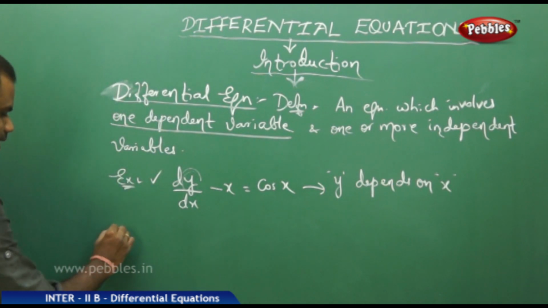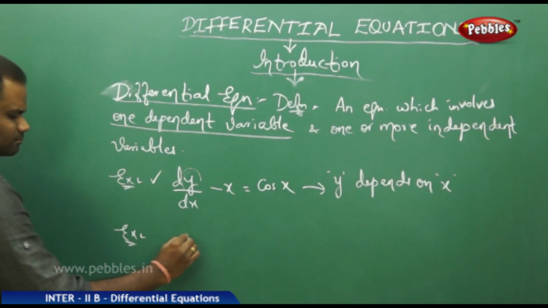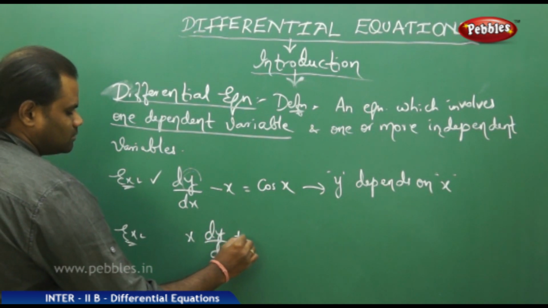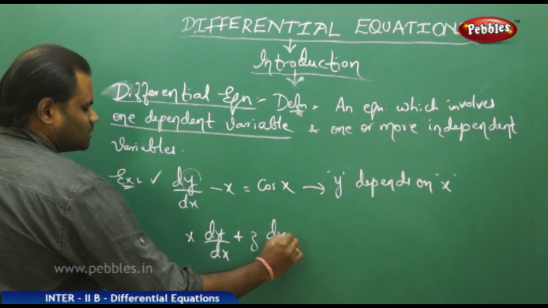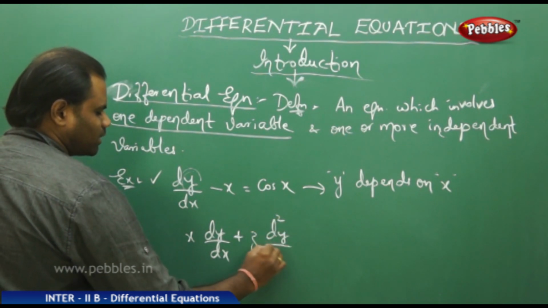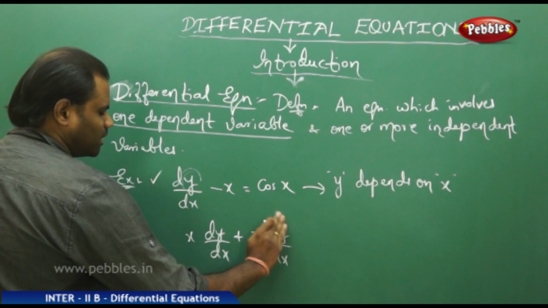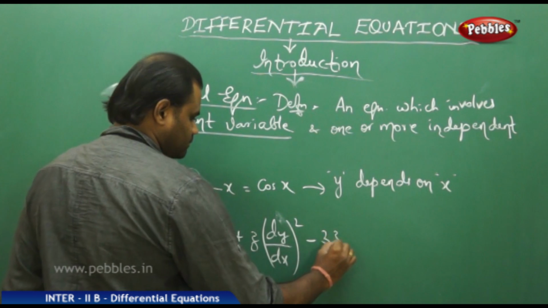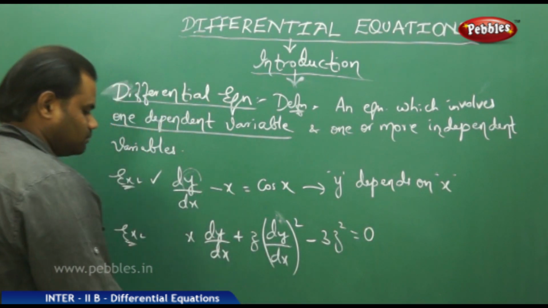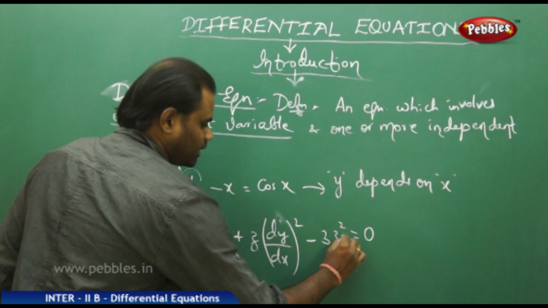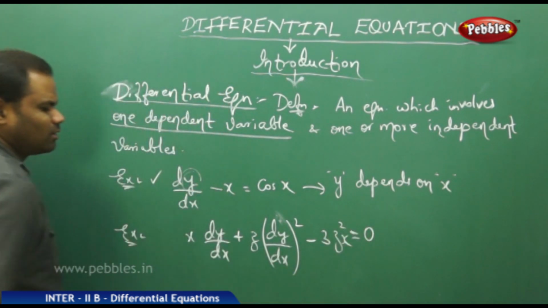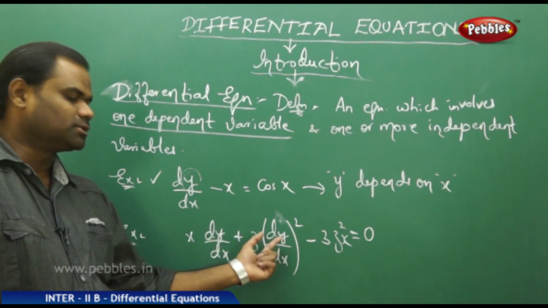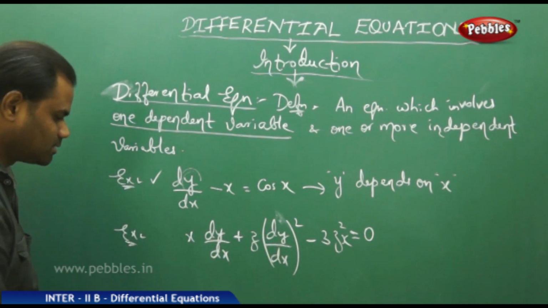Now let's take another example where I have x dy by dx plus z d square y by dx square, dy by dx whole square minus 3 z square x equals 0. Now this is a differential equation where I have the dependent variable which is y, but there are two independent variables x and z.